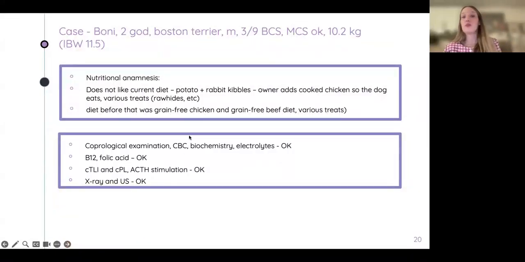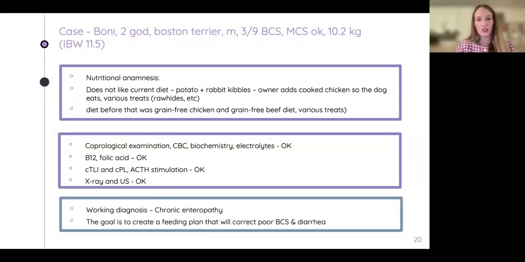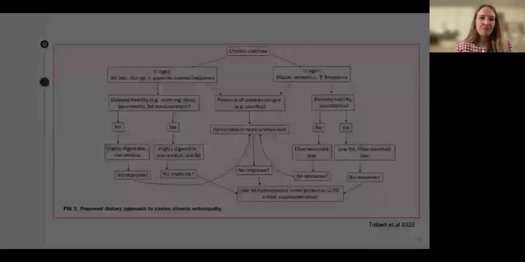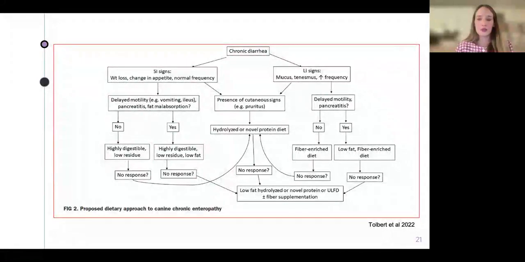And then when it comes to weight loss, for example, that we see here. And then with the screening, everything was basically fine. So there was quite a good conclusion that this is a working diagnosis of chronic enteropathy, and the goal would be to create a feeding plan that would correct the poor body condition score and diarrhea. And here I wanted to show you this quite nice graph from Tolbert from 2022.